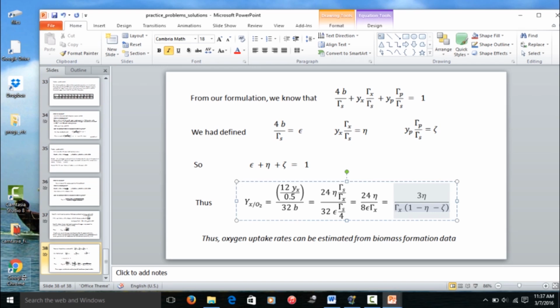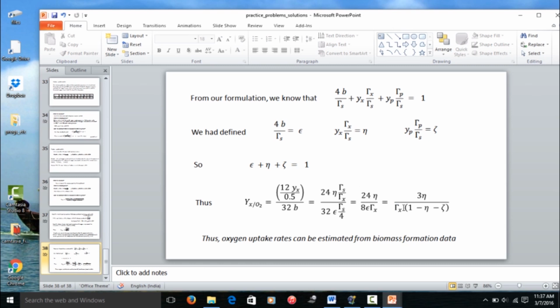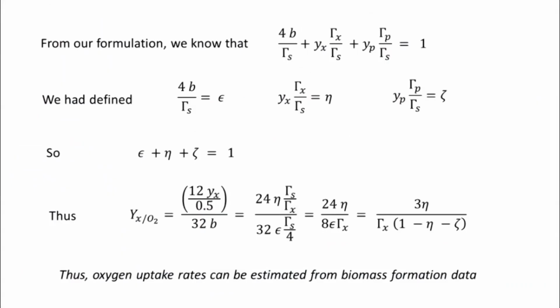So that has been taken care of. 3 times eta, 24 by 8. I guess I forgot to include that when making this particular slide. The calculations are okay, but just the representation here, there was an error. That's all. Okay, let's get back to wherever we were. 3 eta by gamma X times 1 minus eta minus xi.